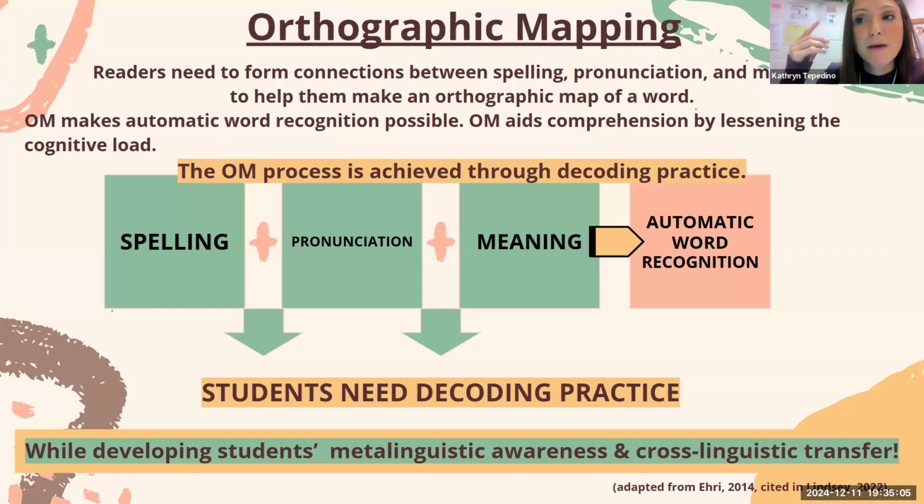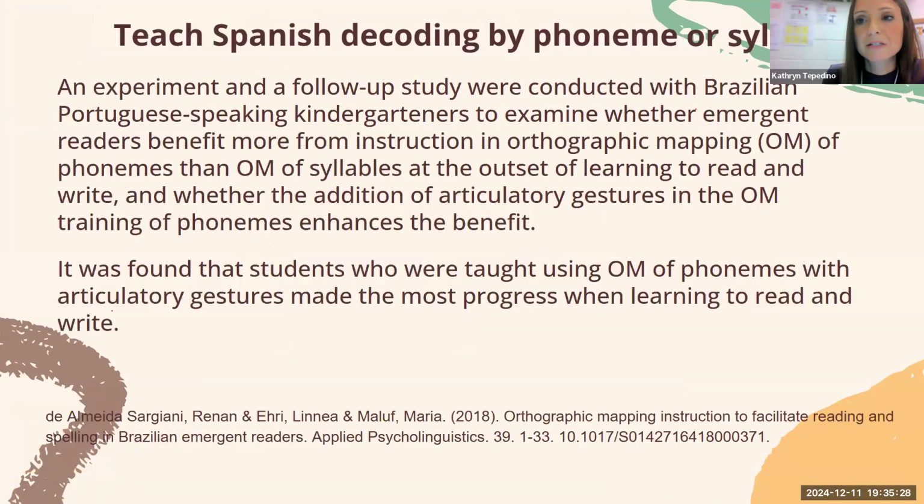So if a word is mapped in the brain, this lessens the cognitive load, and now they're able to focus on comprehension because they're not focusing so heavily on decoding. They can automatically read the word, and that frees up their mind to focus on what's actually going on in this text. So the reason I bring this up is twofold. One is because there's a little bit of a debate on, do we teach Spanish by phoneme or syllable?